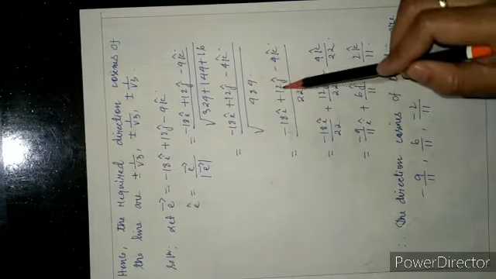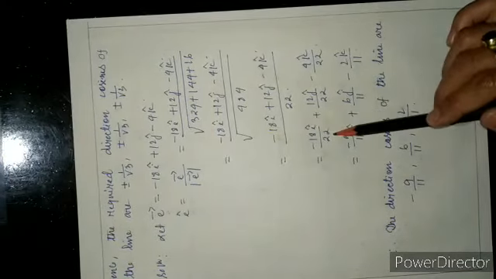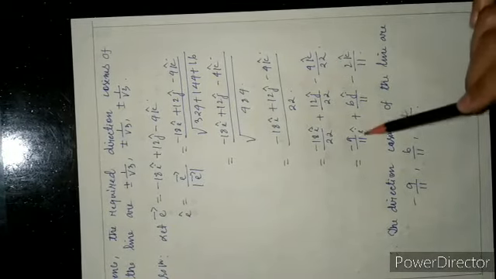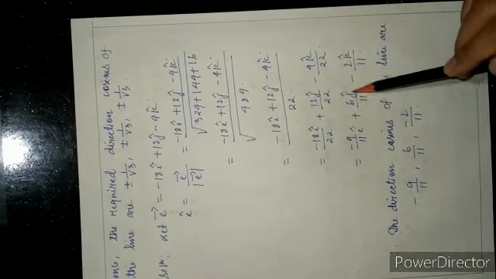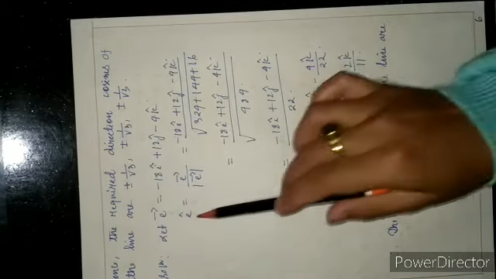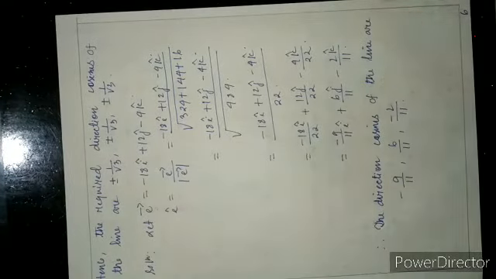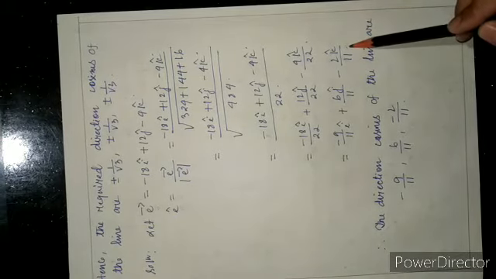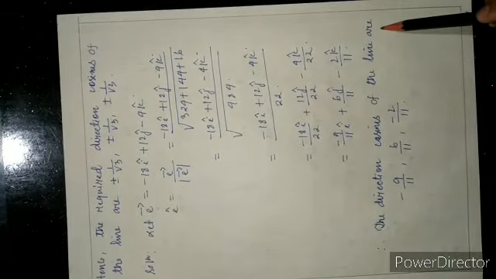Then divide each term by the denominator 22: minus 18i by 22, 12j by 22 and minus 4k by 22. Dividing both numerator and denominator by 2, we get minus 9 by 11 i, 6 by 11 j, minus 2 by 11 k. And these are the components of the unit vector, the unit vector acting along this vector. The components of the unit vector are the direction cosines of the line.